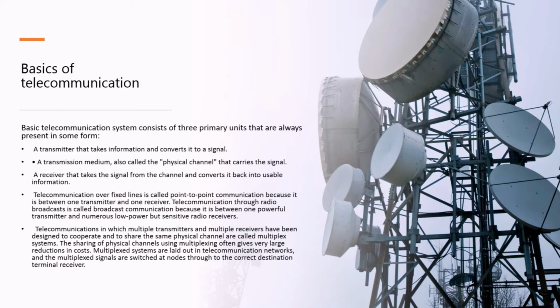Radio communication works via radio transmissions. They are called broadcast communications because they operate between one high power transmitter and numerous low power ones, but only work with sensitive radios. Next, telecommunications that have multiple transmitters or multiple receivers working together on the same physical channel are called multiplex systems. Working with multiplexed systems reduces cost, and of course, multiplexing is used in telecommunication networks.